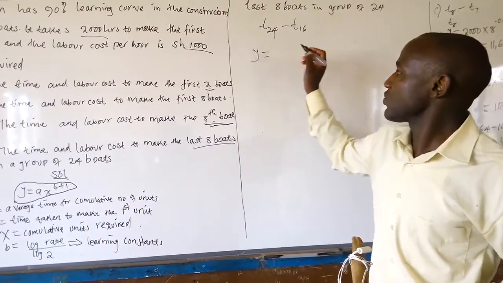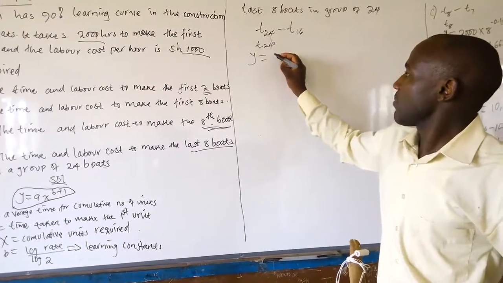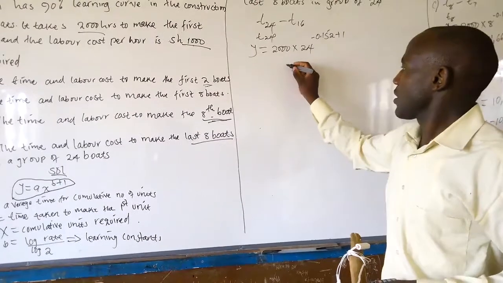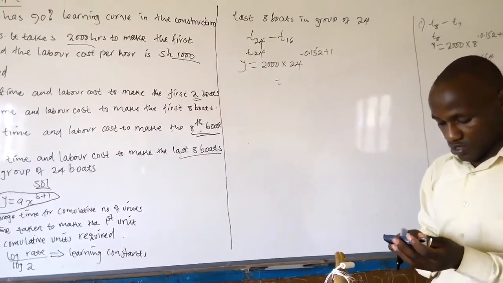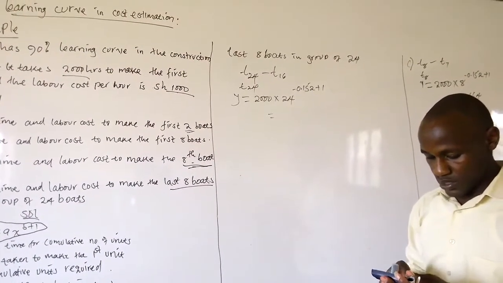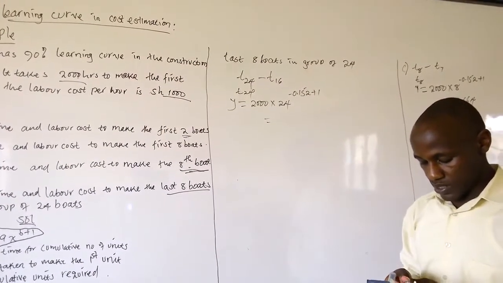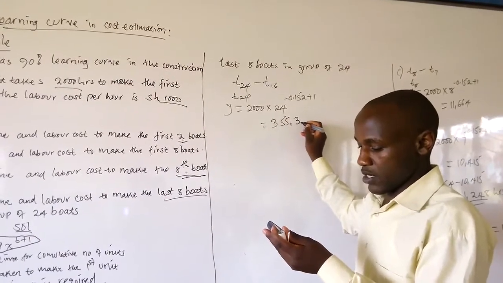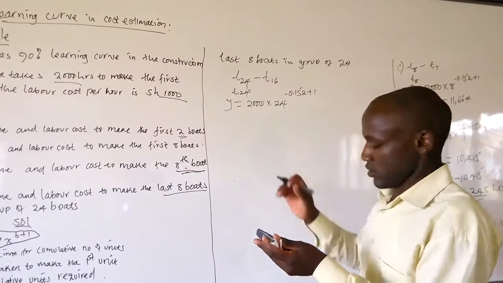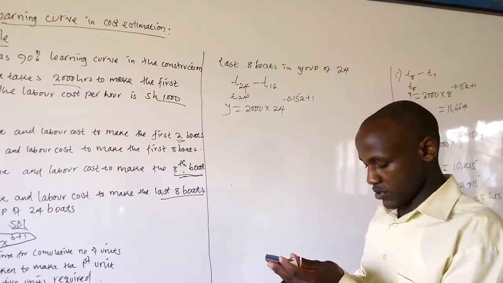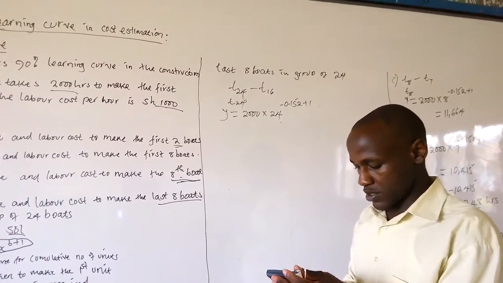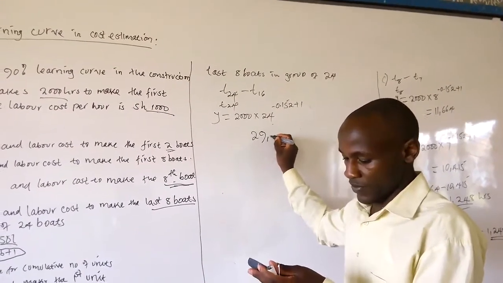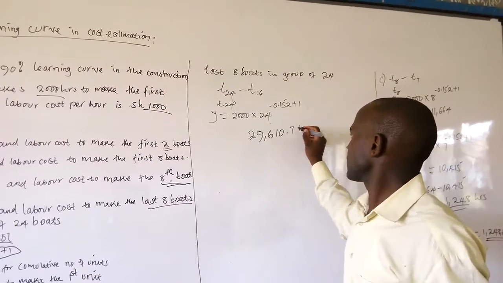Now y, for the 24, will be 2,000 times 24 raised to power negative 0.152 plus 1, and working this out we are getting 29,610.7 hours.